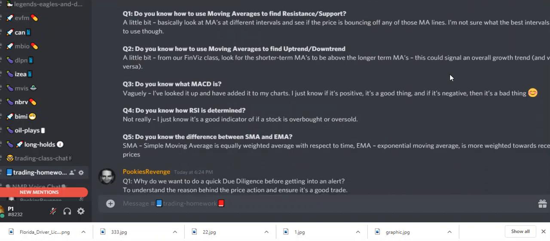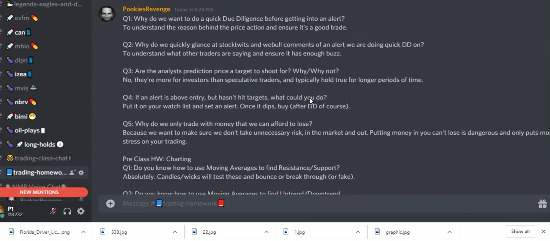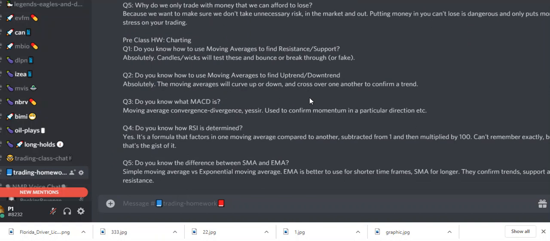Do you know about moving average resistance support a little bit? Do you know moving average uptrend a little bit? Vaguely, not really. So even Enigma is relatively new as far as this stuff goes, even though they answer questions in the best formatting possible.